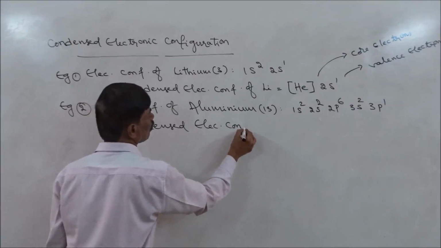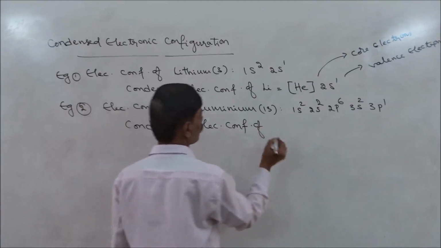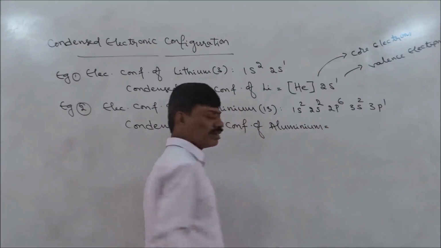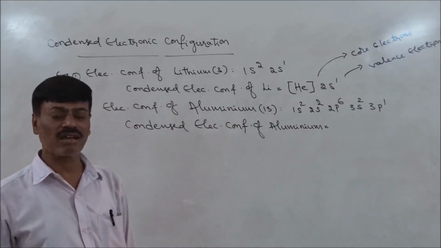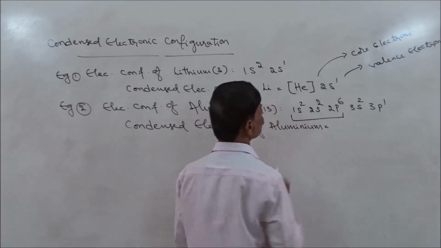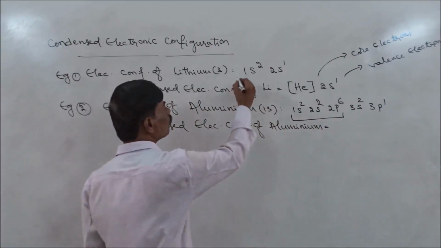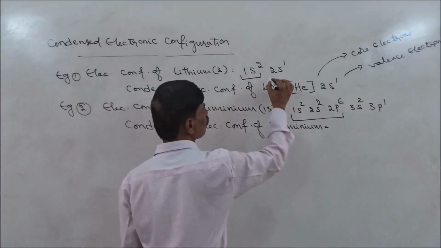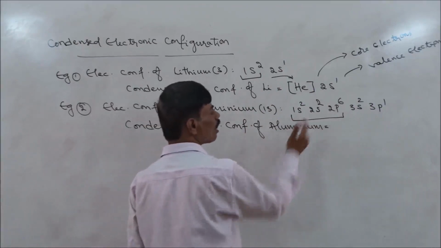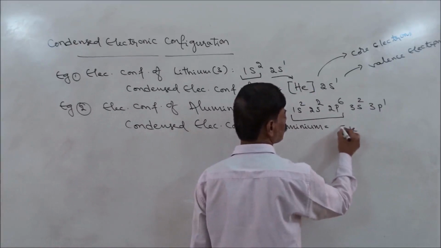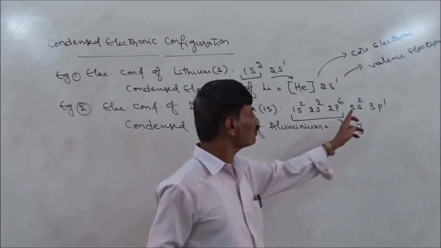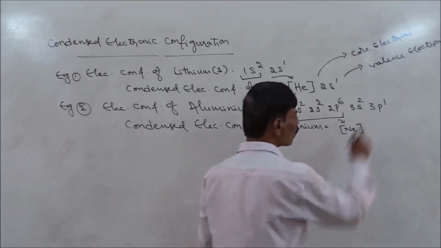electronic configuration of aluminium. Nearest noble gas element of aluminium is neon, whose atomic number is 10. Means this part we are going to replace. In the case of lithium, we replace 1s2 with helium. And in the case of aluminium, we are going to replace this part with neon. Neon has 10 electrons. After neon, we have 3s2, 3p1, part of electronic configuration.